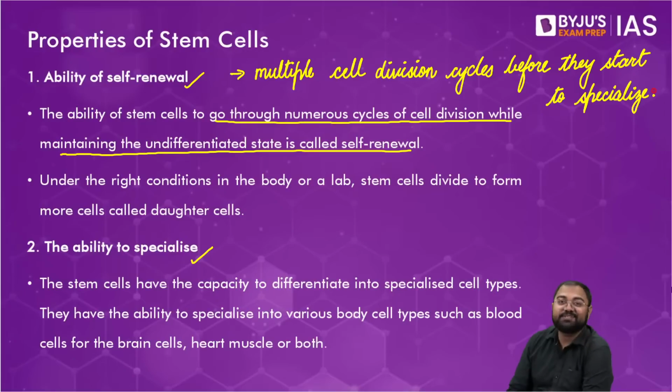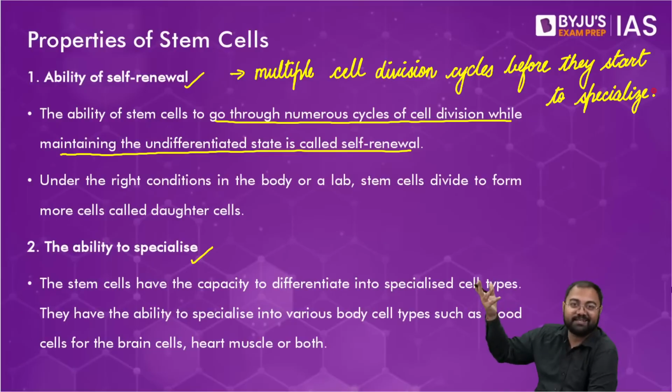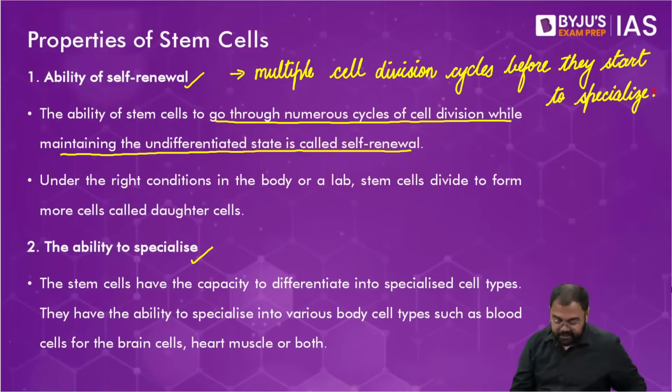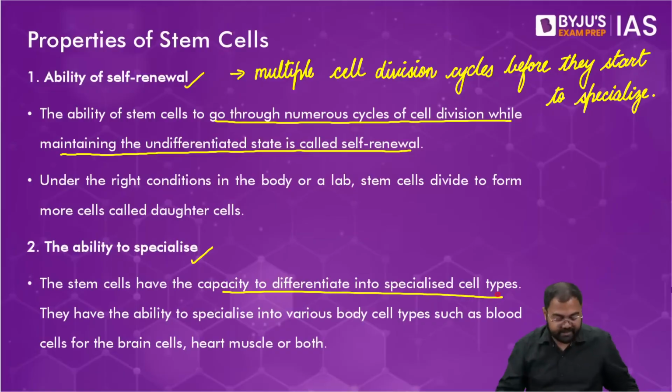Second is their ability to specialize, because what we know is that the same stem cell can grow into a brain cell, can grow into a heart cell, can grow into a muscle cell, can grow into a skin cell. So that's why their ability to specialize is very, very unique, and that is what makes them very useful in medical procedures. We'll discuss how exactly that happens. But we see that their capacity to differentiate into specialized cells becomes very crucial, and that's why they are so important for us, because they can specialize into various different types of cells, and because of that they will have very special applications.